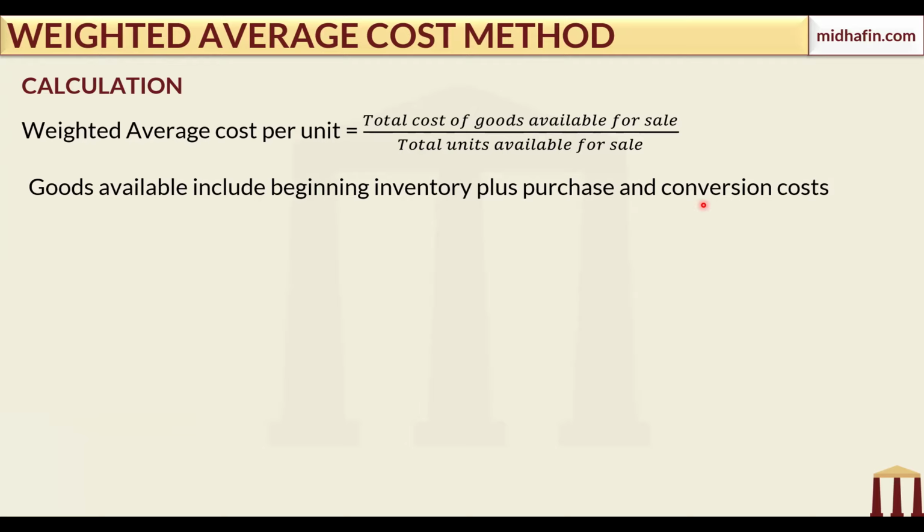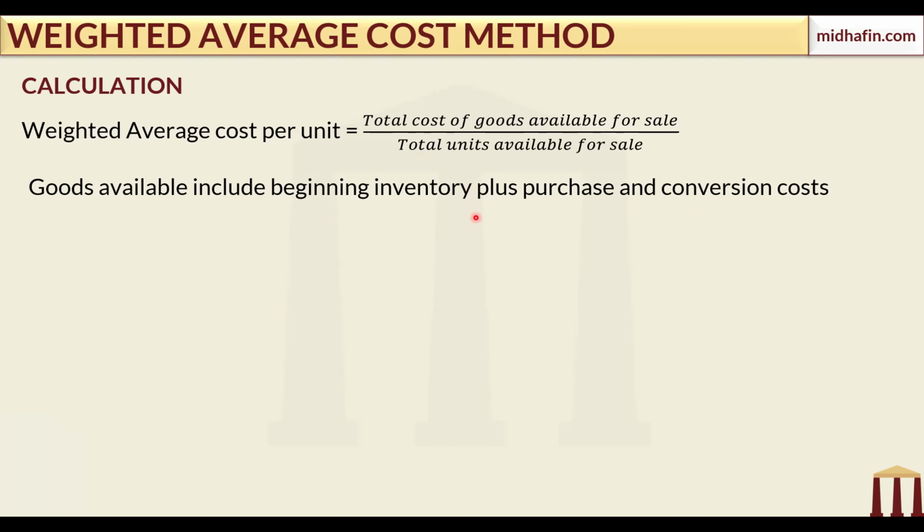Okay. So total cost which is sitting in the system for that period. What does it include? It includes the beginning inventory. Obviously, it will include the beginning inventory. Plus whatever you purchased and converted during that period. So whatever costs were added during that period, mainly what will be those costs? Purchase costs and conversion costs in a manufacturing setting, of course.